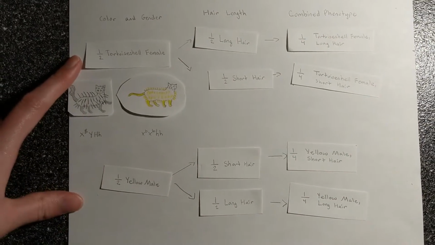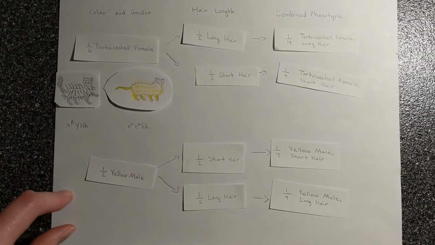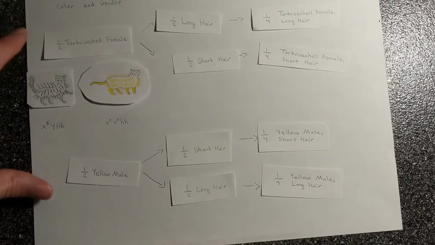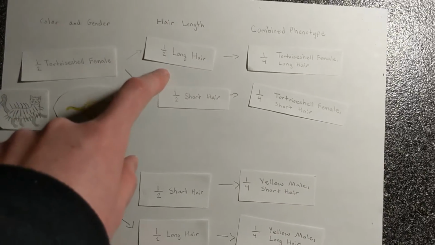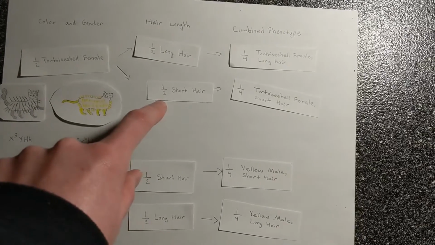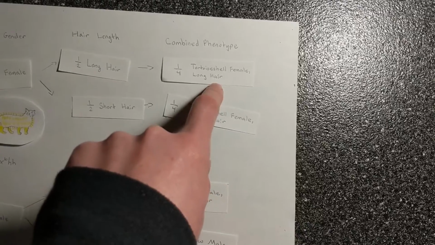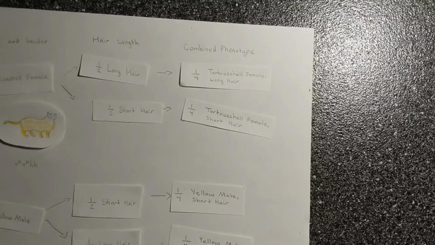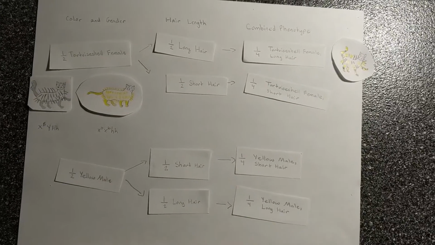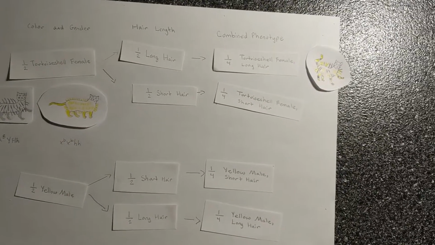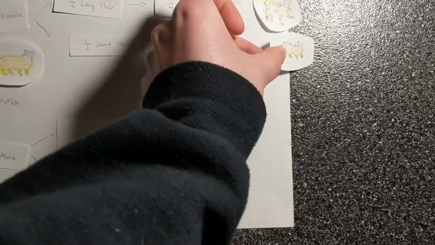Half of the progeny are going to be tortoiseshell females, and the other half are going to be yellow males. If we look at the tortoiseshell females, half of them are going to have long hair, and the other half are going to have short hair. By cross-multiplying, you're going to have a quarter of the progeny being tortoiseshell female with long hair. By cross-multiplying the tortoiseshell with the short hair, you're going to have a quarter of the progeny being tortoiseshell female, short hair.